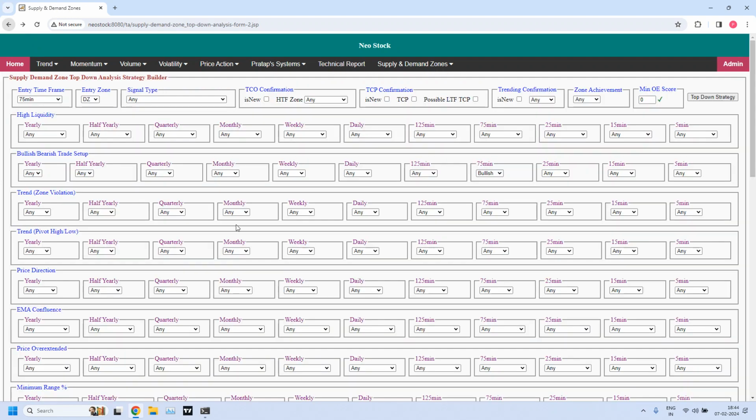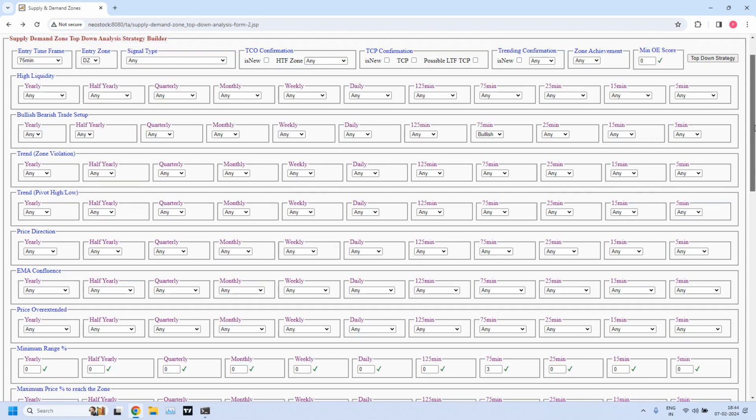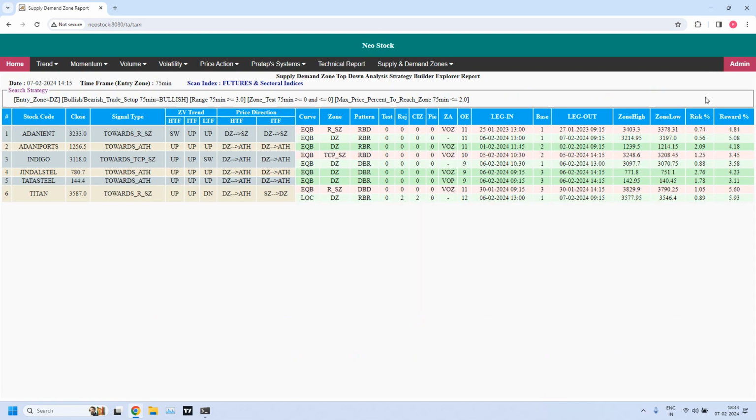Okay, now let's go back. Let us see within 2% level how many stocks are there. Now I am changing in 75 minutes from 1% to 2%. So within 2%, how many stocks are near to the zone? Now the list is increased to 6. Out of these 6, 3 stocks are within 1% level and the remaining 3 stocks are within 2% level.